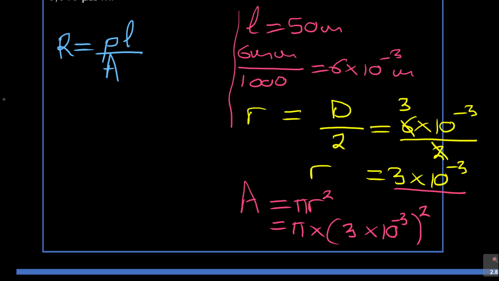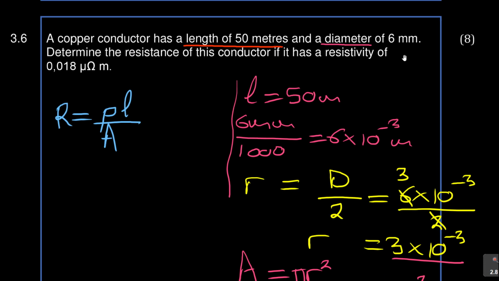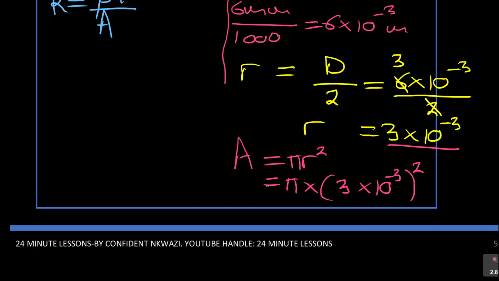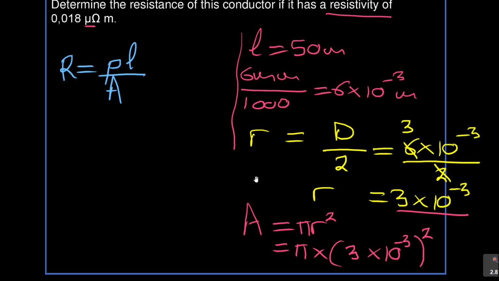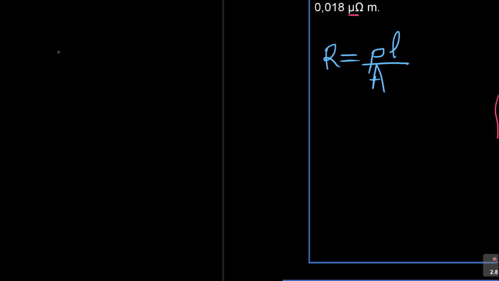And then lastly, what did they give you? They gave you the resistivity, which is your P. This becomes your P, resistivity. Then it's 0,018 micro. Look, something wrong again. So they gave it as what? Let me find some space here. Let me do it this side. They gave it as 0,018 micro ohm meter.